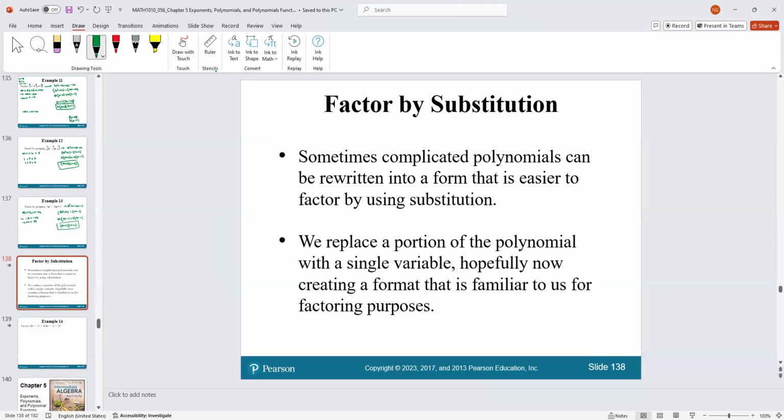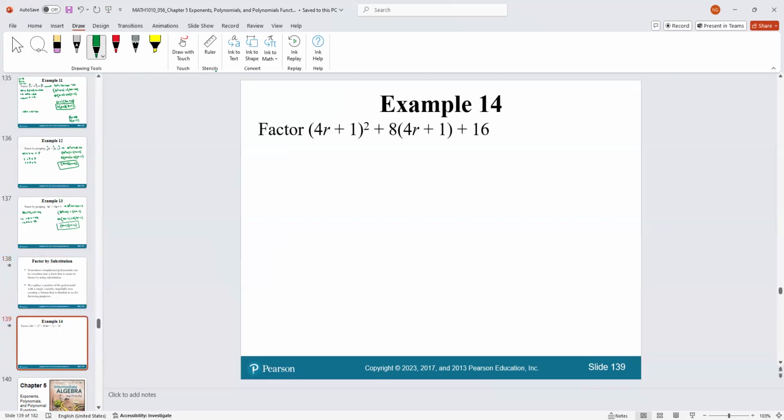Now, to complete the factoring by grouping, we want to go very quick on something probably you saw before. It's factor by substitution. Some complicated polynomials can be rewritten into a form that is easier to factor by using substitution. We replace a portion of the polynomial with a single variable, creating a format that is familiar to us for factoring. For example, here, look, that's a complicated one, right?